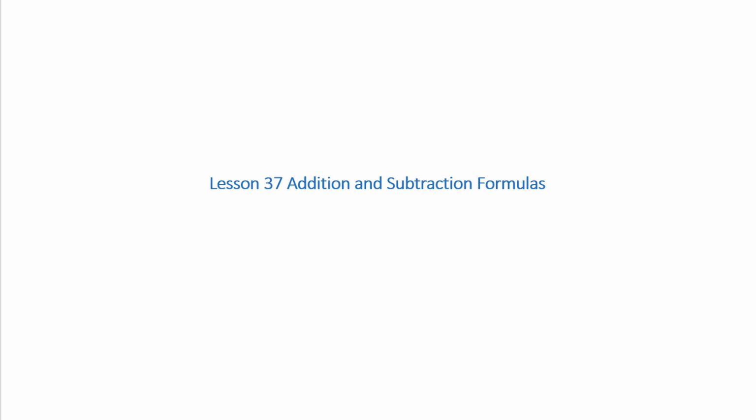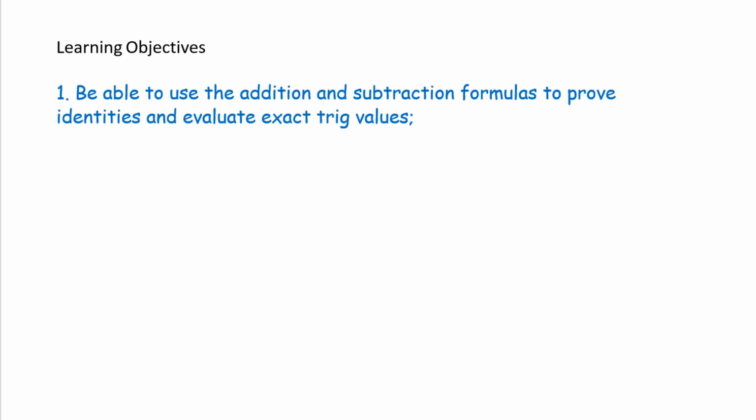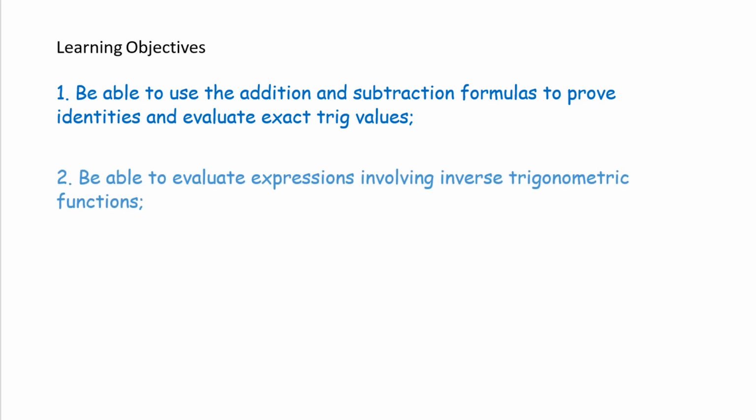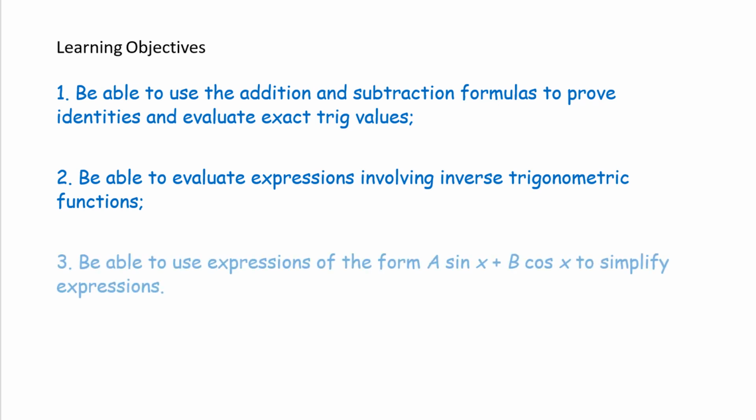The objectives of this lesson are: 1. Be able to use the addition and subtraction formulas to prove identities and evaluate exact trig values. 2. Be able to evaluate expressions involving inverse trigonometric functions. And 3. Be able to use expressions of the form a sine x plus b cosine x to simplify expressions.